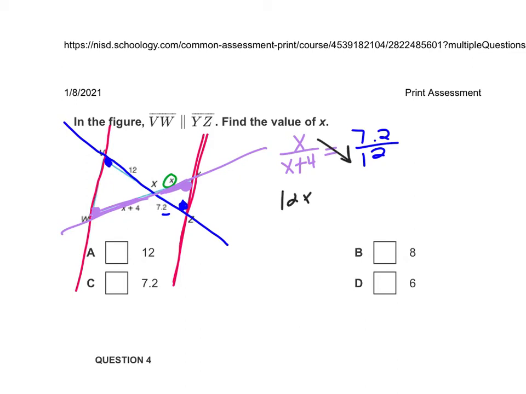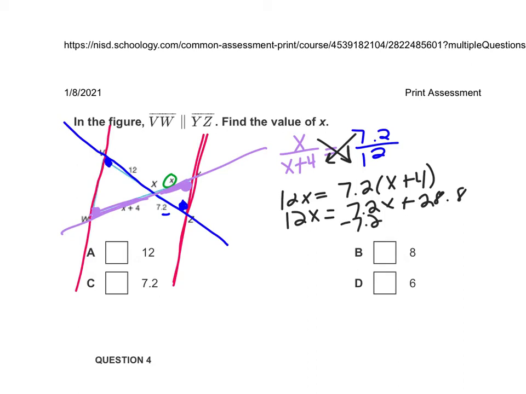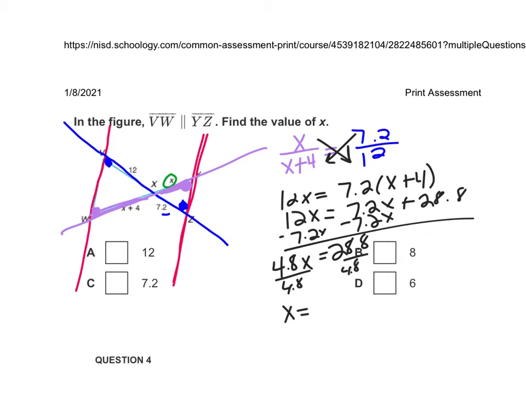So we get 12x equals 7.2 times x plus 4. That's going to simplify down to 7.2x plus 28.8. When we subtract 7.2x from both sides, we're left with 4.8x equals 28.8. And then dividing by 4.8, we are left with x equaling a total of 6. So when x is 6, these side lengths are proportional, and our triangles are similar.